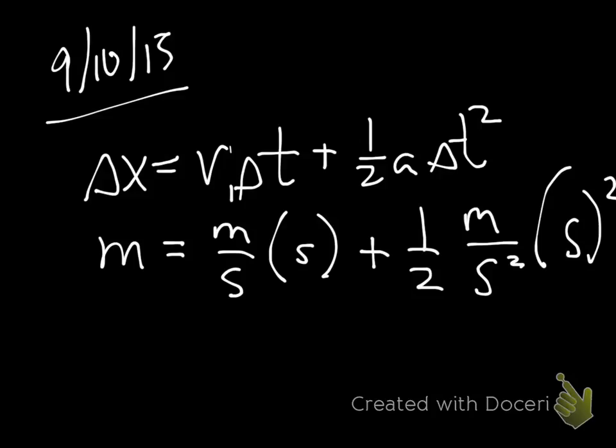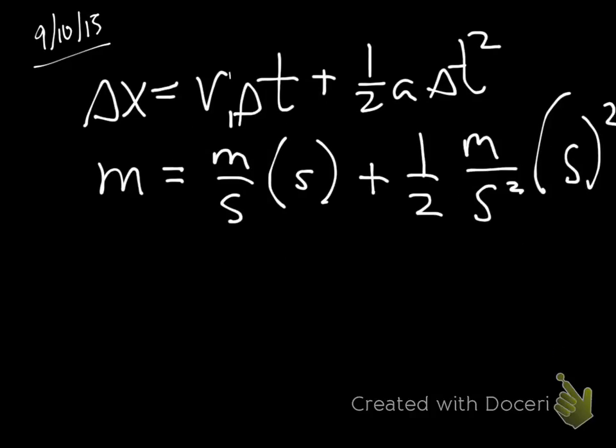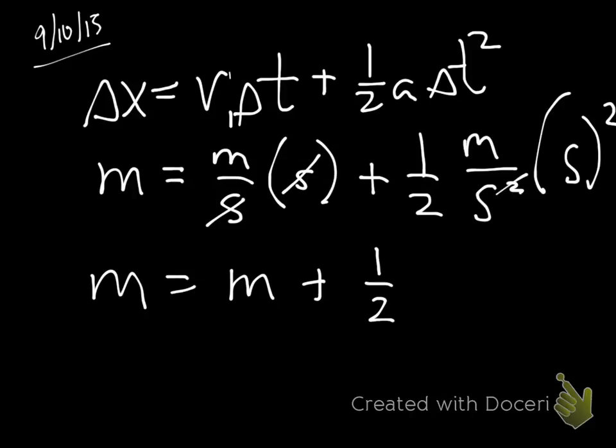So then you can start canceling out units. We notice immediately that that's going to cancel that. So meters equals meters plus 1/2. Well, meters per second squared cancels seconds squared. So you have meters equals meters plus 1/2 meters.